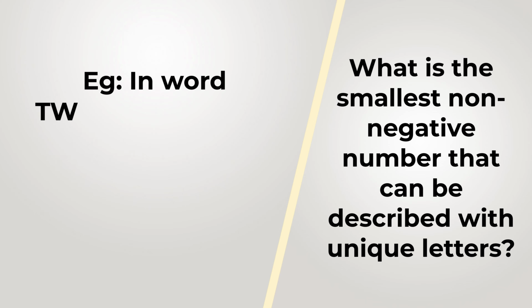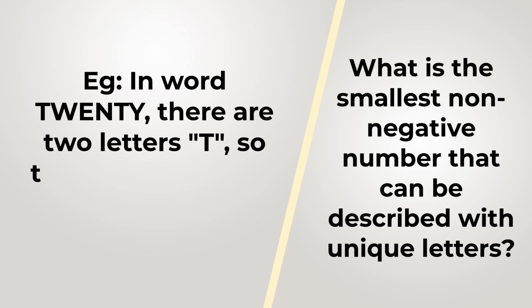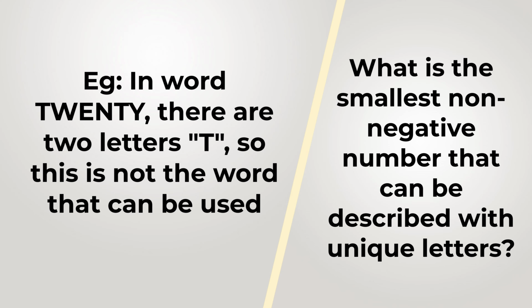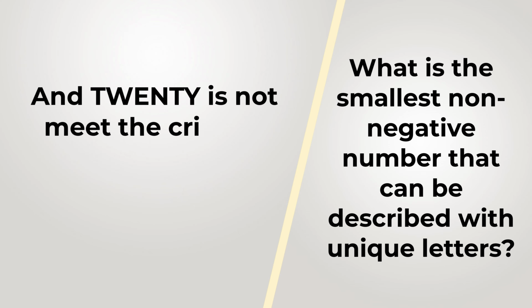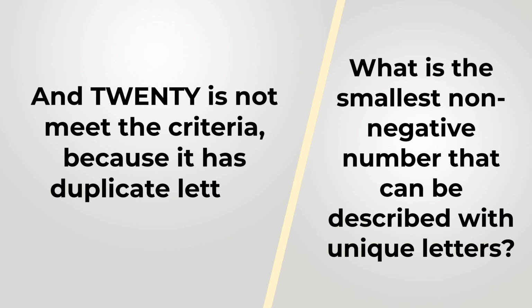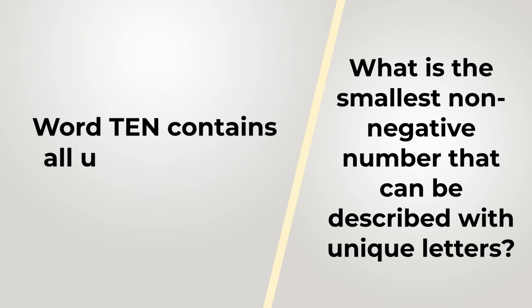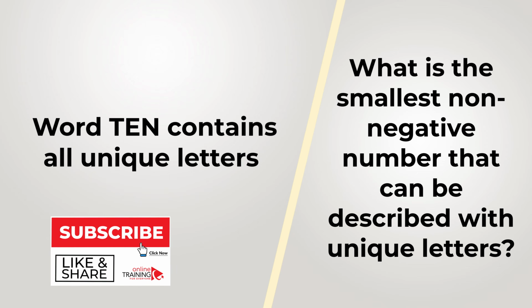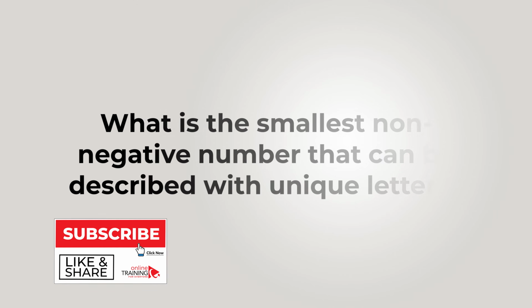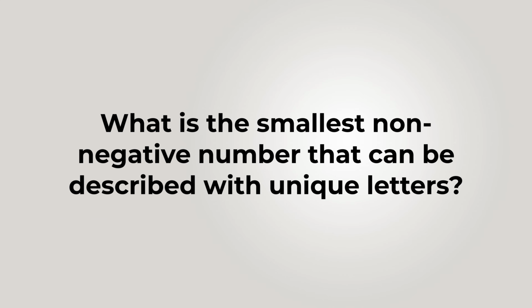For example, in the word twenty, there are 2 letters T. So 20 is not a word that can be used in the test, which means that 20 does not meet the criteria because it has duplicate letters. On the other hand, the word ten contains all unique letters. So the question is, what is the smallest non-negative number that can be described with unique letters?